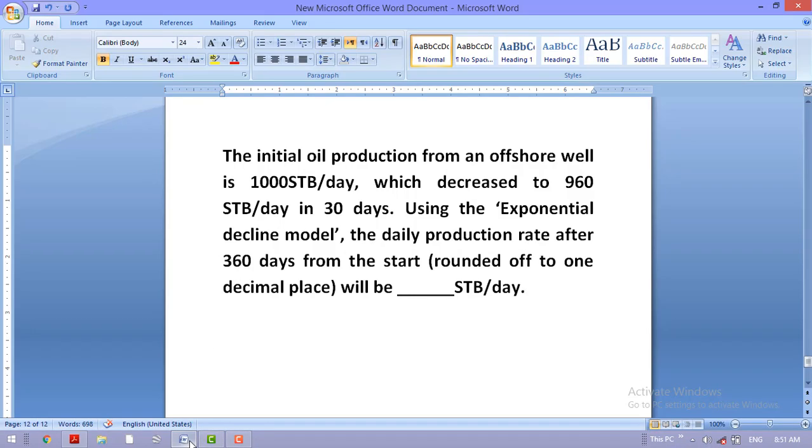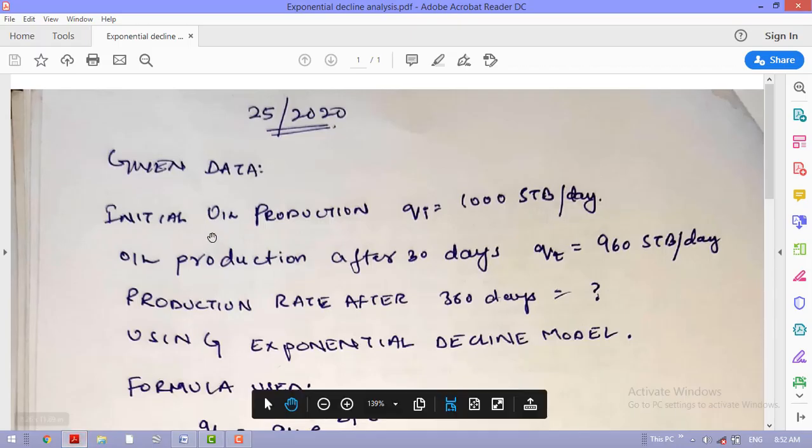The question is: the initial oil production rate from an offshore well is 1000 STB per day, which decreased to 960 STB per day in 90 days. By using the exponential decline model, the daily production rate after 360 days from the start will be how much? We have to find that in STB per day, and the answer should be rounded off to 1 decimal point, right? So let us quickly see the answer.